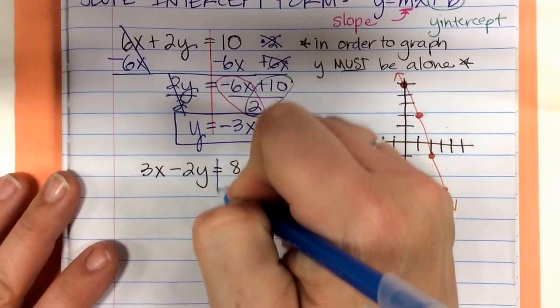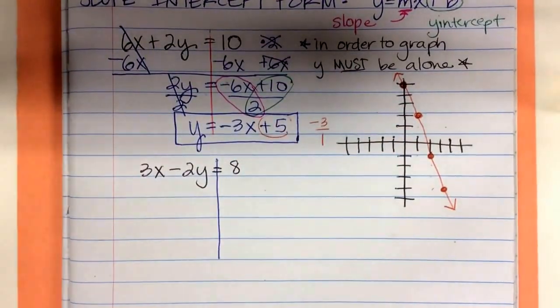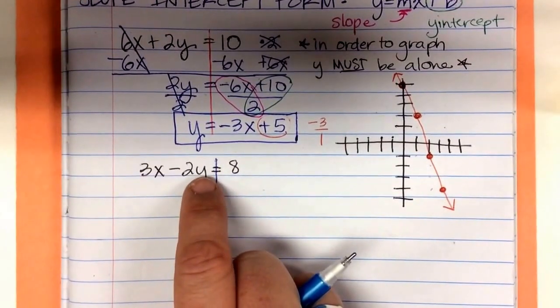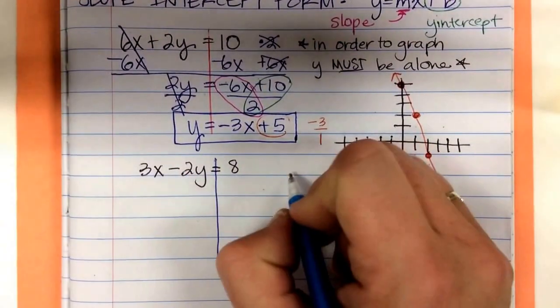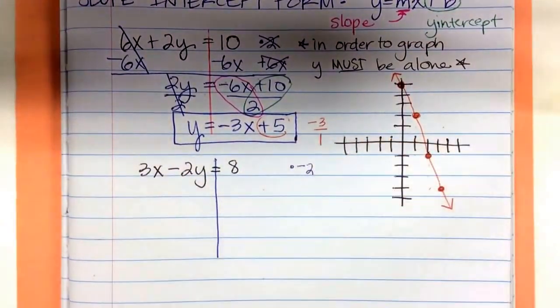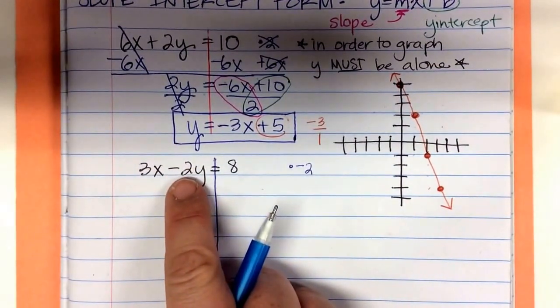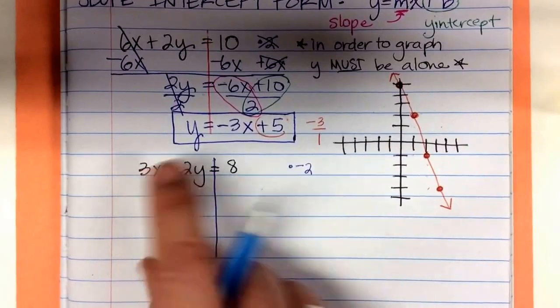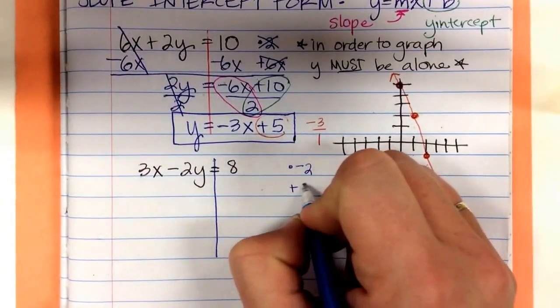I draw that line down the equal sign, and I make a list of what is happening to the y. If I look, what's happening to the y? It's being multiplied by negative 2. The other thing that's happening on this y side is there's a 3x, a positive 3x.